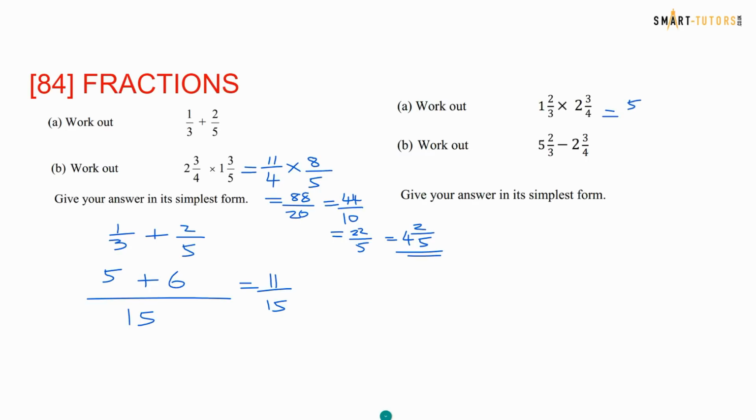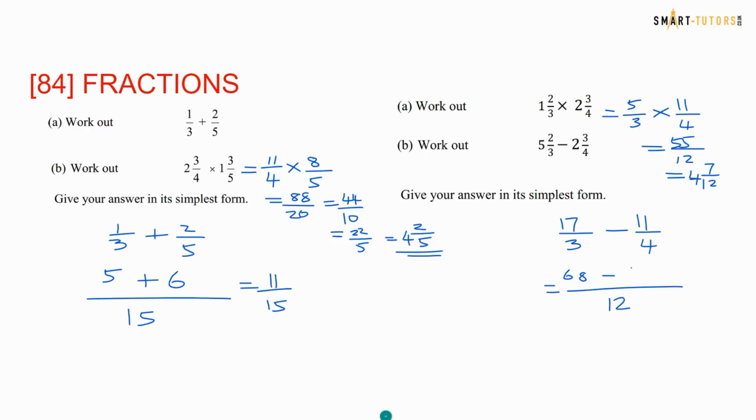And this question is 5 over 3 times 11 over 4, and you can work it out. So 55 over 12, and it's going to be 4 7 over 12. And the next one, you can do this way: 17 over 3 minus 11 over 4, and this is going to be over 12, and 68 minus 33, and 35 over 12. So 2 11 over 12. And this is how to do the fraction type of question.